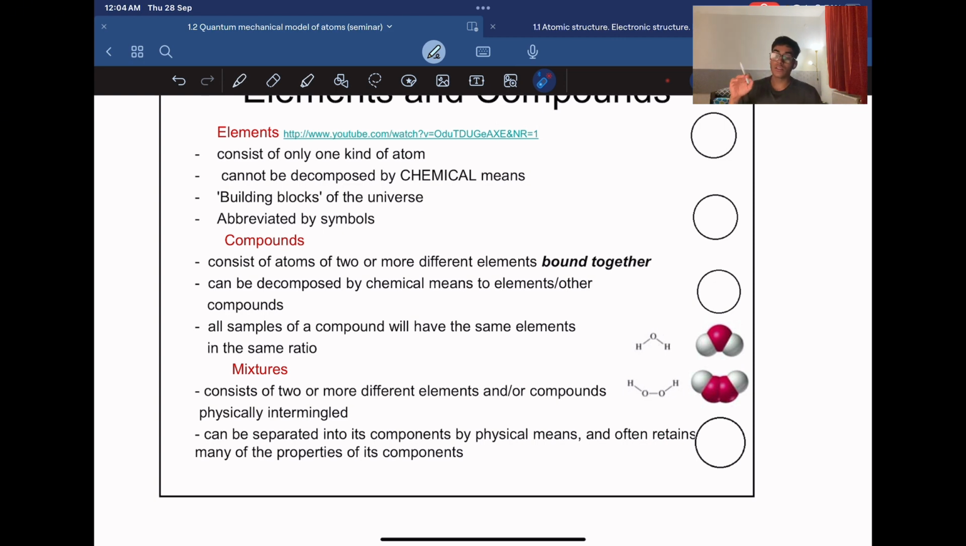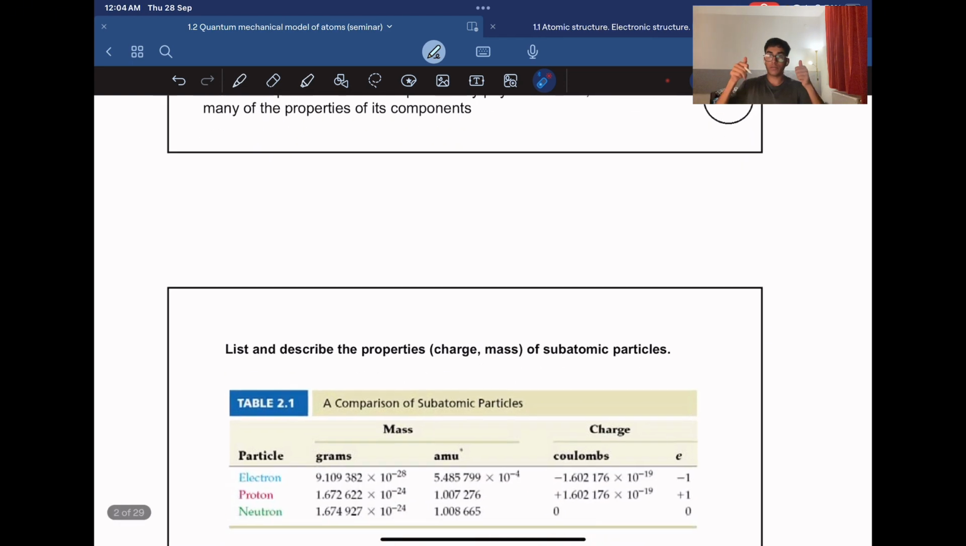Mixtures consist of two or more different elements or compounds physically intermingled. They can be separated into their components by physical means and often retain many of the properties of their components. A mixture is basically: elements are fundamental, two or more elements form compounds, two or more compounds form mixtures.